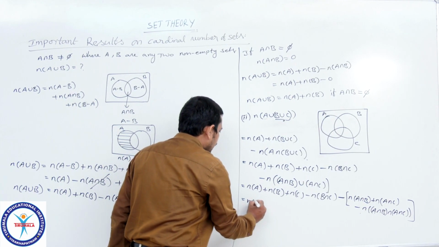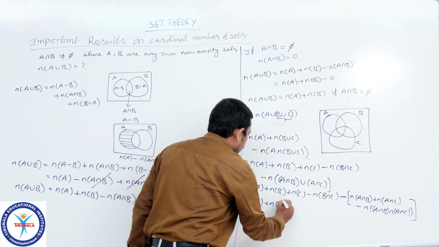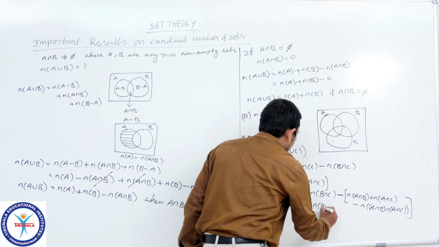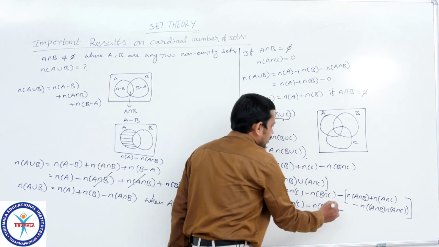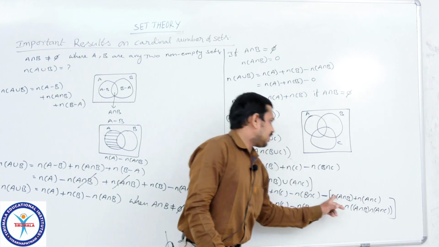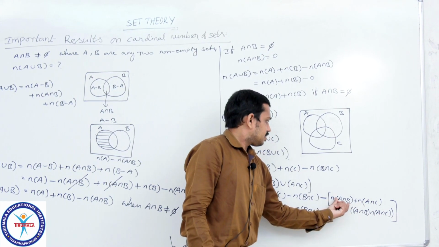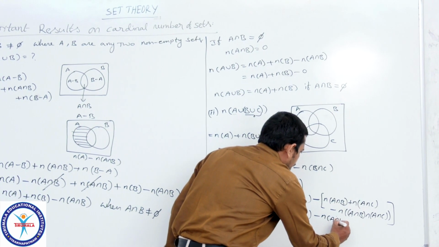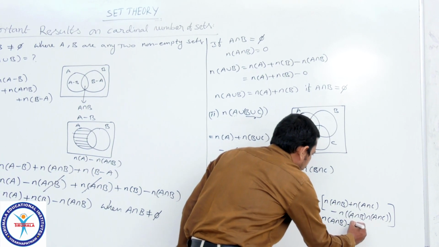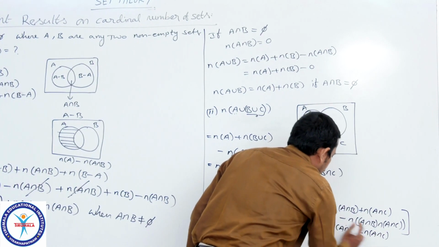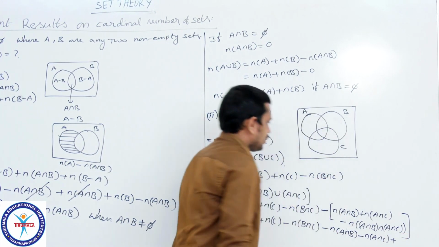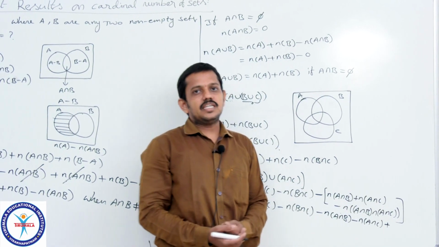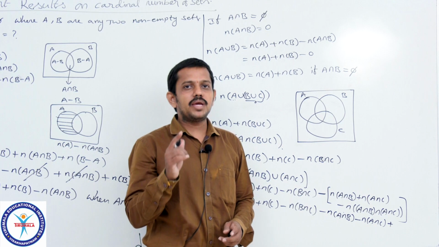By simplifying, we have n of A plus n of B plus n of C minus n of B intersection C minus, by multiplying with the minus sign. When we remove the brackets, the signs of the interior values will change. Therefore, n of A intersection B minus, this becomes minus n of A intersection C, minus into minus is plus n of A intersection B intersection A intersection C. It is nothing but n of A intersection B intersection C.